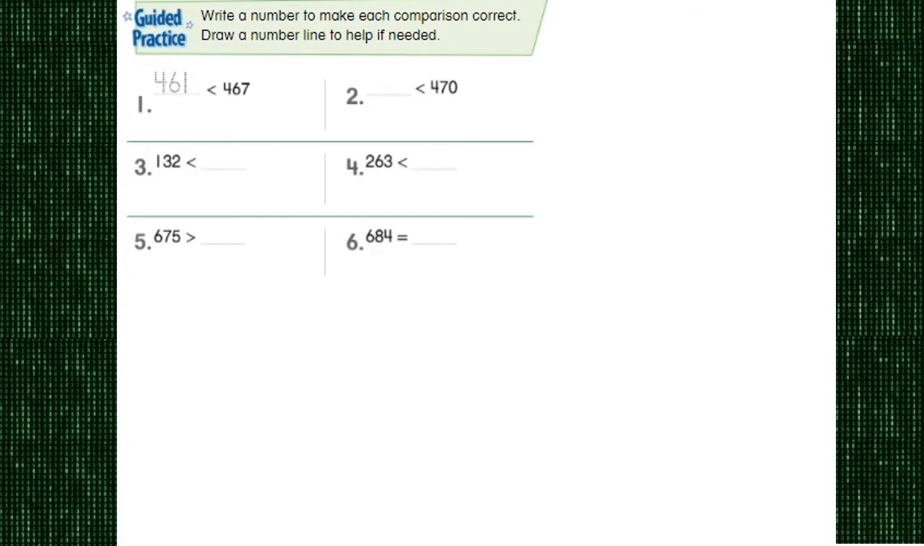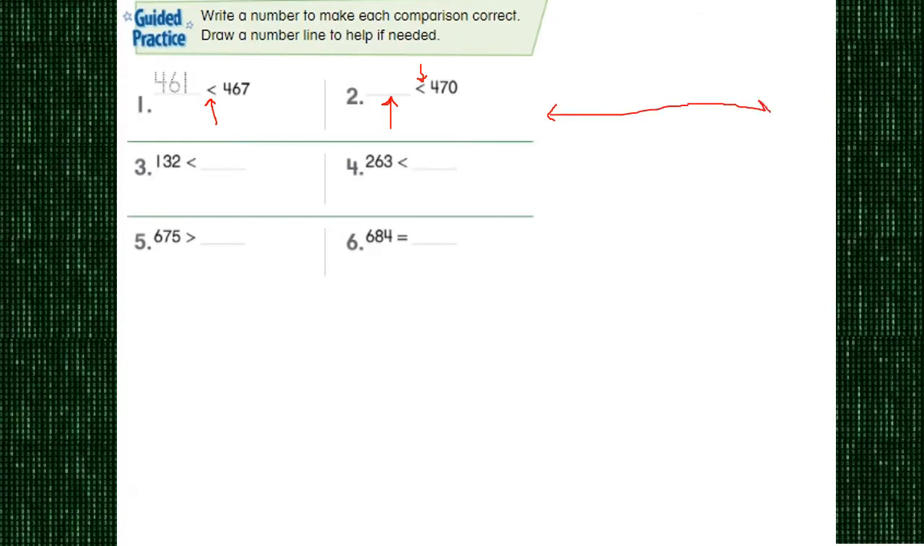So now let's look in your book on page 410. It says write a number to make each comparison correct. Draw a number line if needed. Well, number 1 says 461 is less than 467. That one's already done for us. Now look at number 2. Something, and you can choose any number you want, is less than 470. And there are a couple of ways you can do it. Let's try the number line way.